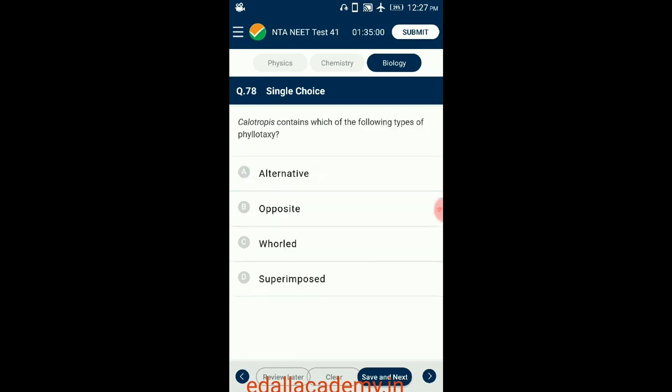Question number 78. Chelotropies contain which of the following types of phyllotaxy? In opposite type, a pair of leaves arise at each node and lie opposite to each other, in chelotropies and Goa plants. So the answer for this question is option B. Opposite type of phyllotaxy is seen in Goa and chelotropies.